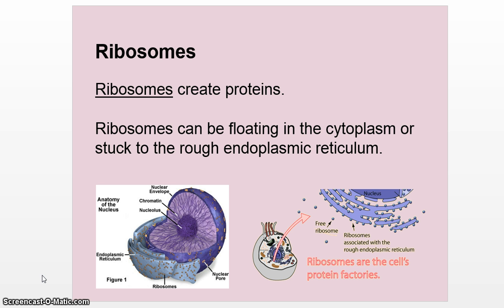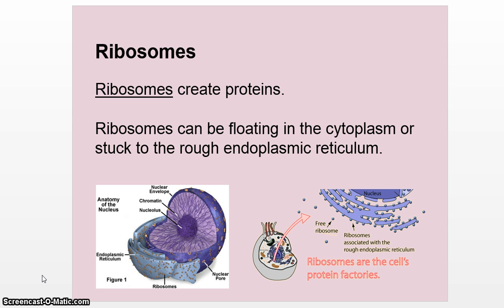Ribosomes, they have the important job of creating proteins. Remember when we studied proteins, we said that they were really important because they do so many different things for your body, for all living things. So that would mean that ribosomes are pretty important too, because they create the proteins, and then the proteins can go off and do all the jobs.